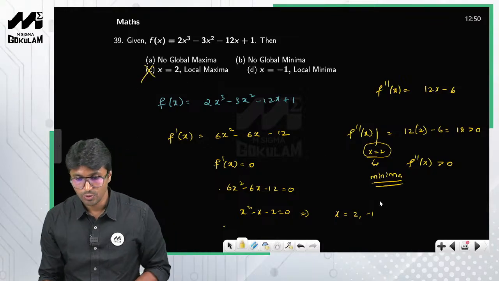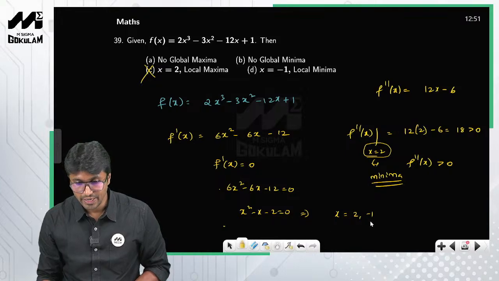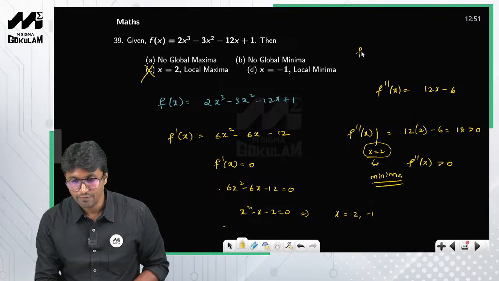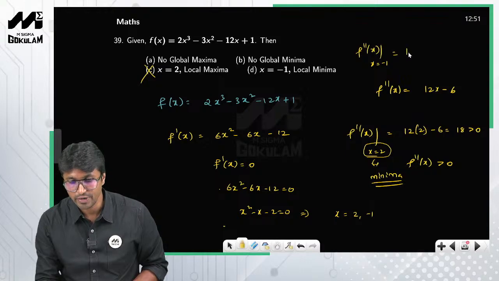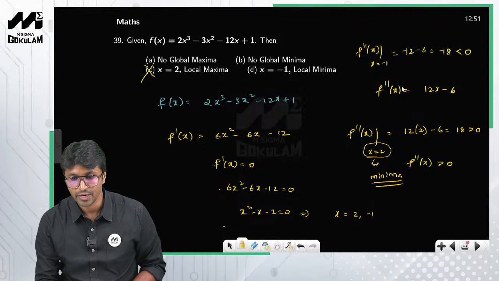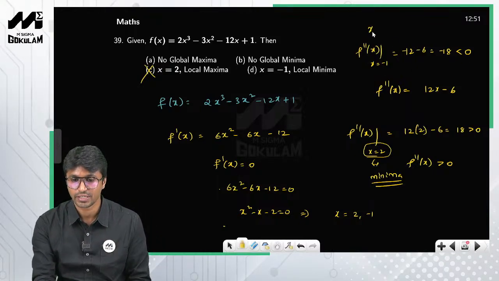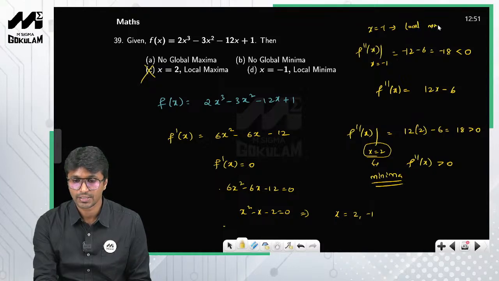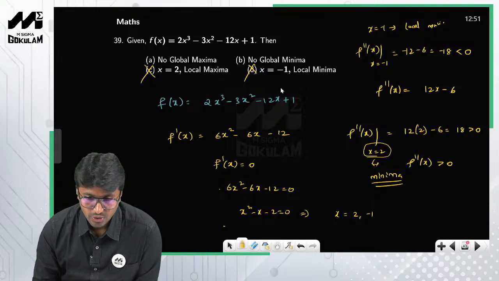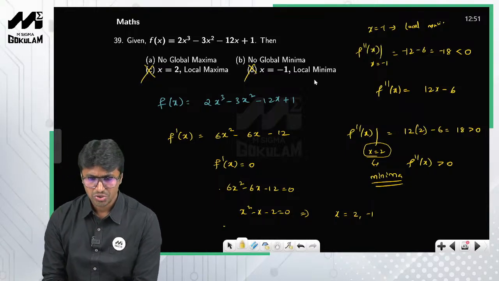Okay, and what about the second derivative at x equal to minus 1? So f double dash of x at x is equal to minus 1 is 12 into minus 1, so minus 12 minus 6 is equal to minus 18, which is negative, right? So at x equal to minus 1 the double derivative is negative, so essentially x equal to minus 1 is nothing but local maxima. But here it is given as local minima, so this is also not the correct answer. So we are not sure about the options.